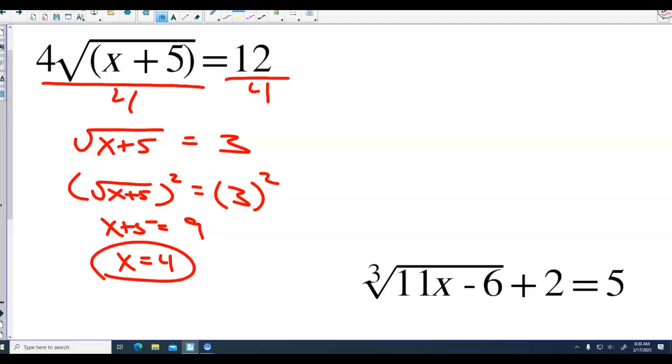I cannot stress this enough. This is not just for the heck of it. This is mandatory with radicals. You have to plug your number back in and make sure it works. 4 plus 5 is 9. The square root of 9 is 3. And 3 times 4 is 12. Therefore, the answer is good.